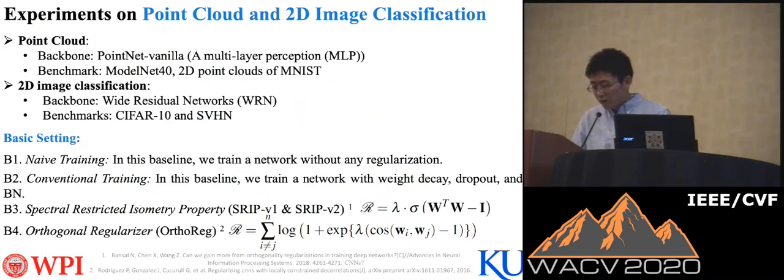And for the results, we evaluate our algorithm on point cloud and 2D image classification. And we have four basic settings: the naive training, which trains the network without any regularization, and the conventional training, which trains the network with weight decay, dropout and batch normalization, and two more state-of-the-art regularizers.